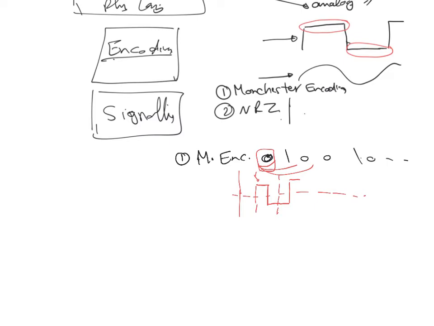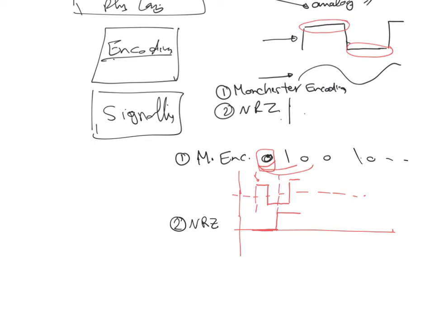Okay, the non-return to zero is the most primitive encoding scheme, and it converts each bit into 1 voltage level. So the 0 is just 0 voltage, and the 1 is just positive voltage. As easy as that. So very simple, very easy. Okay, so that's the Manchester encoding and the non-return to zero.